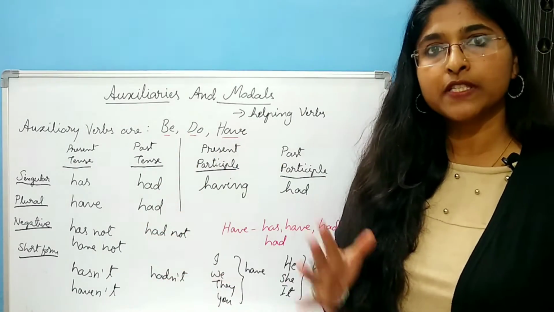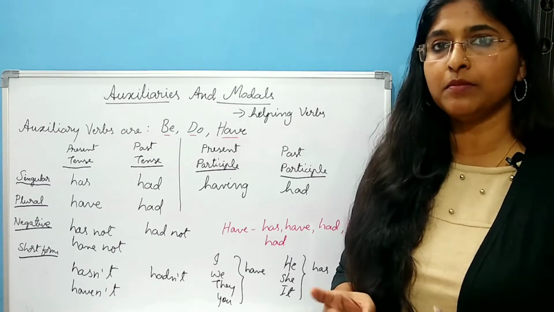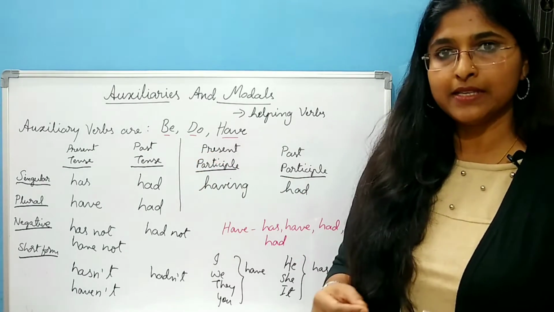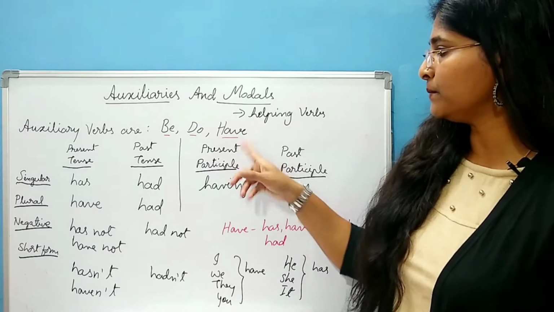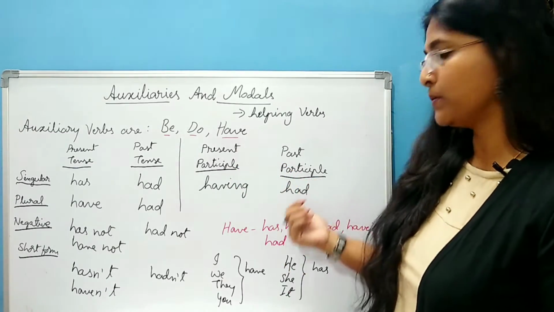Be form: the first 5 words am, is, are, was, were are important; being and been are also present in it. Do form: do, does, did, doing and done. Have form: has, have, had, having, and then the past participle also had.